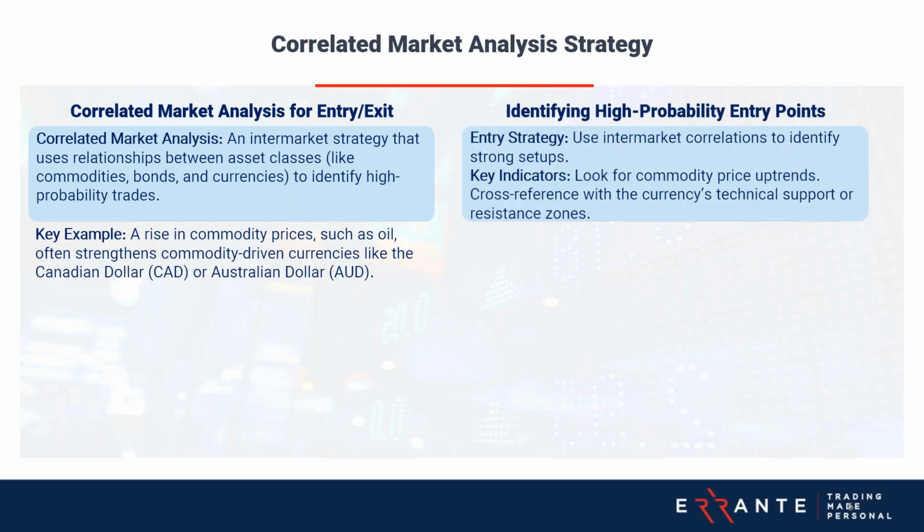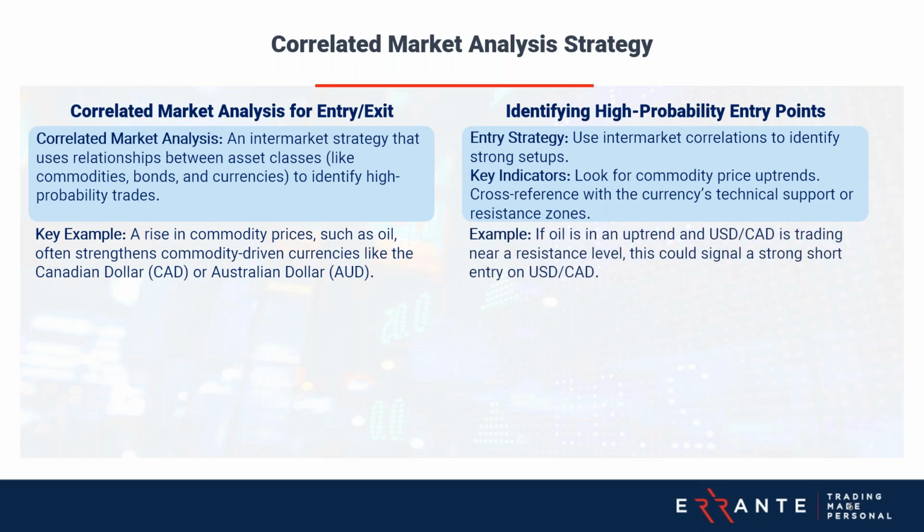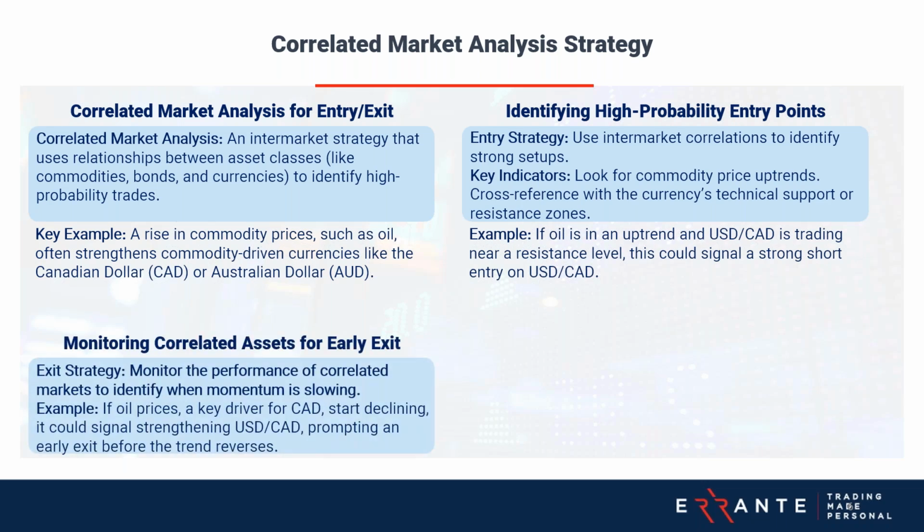When entering a trade, we want to look for strong correlation signals between the currency and its correlated commodity. So in this example, if oil is in a clear uptrend and, let's say, USD CAD is trading near a strong resistance level, the strength of oil could help push the Canadian dollar higher, which usually results in a weakening USD CAD. You can combine this with technical indicators like moving averages or Bollinger Bands to confirm the trend.